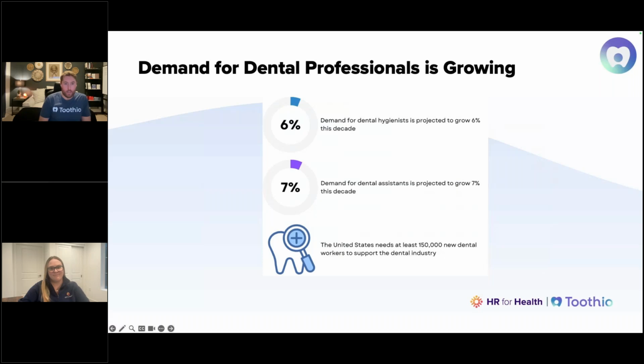And I mentioned this a little bit, but overall demand for dental professionals is growing. That would make sense considering the industry is growing at about a 9% CAGR. I think it was 8% last year, but it's bouncing back to 9% this year. So it's growing steadily. As we have this demand growth in the market, naturally there's going to be supply growth that needs to happen to keep up.